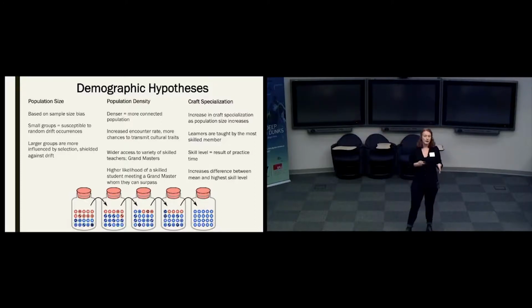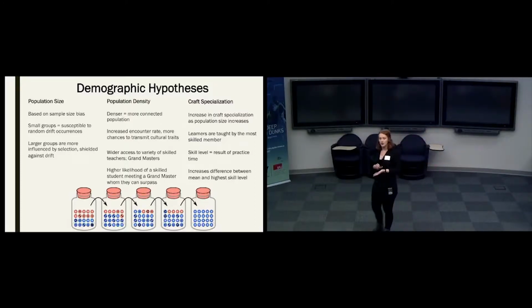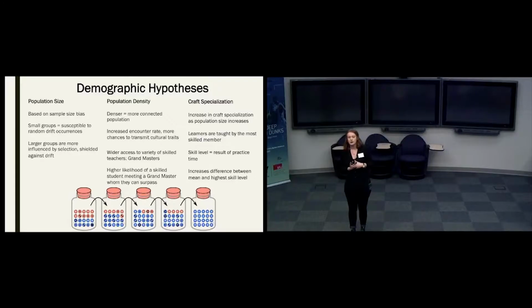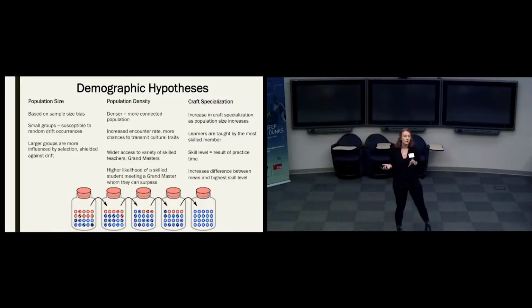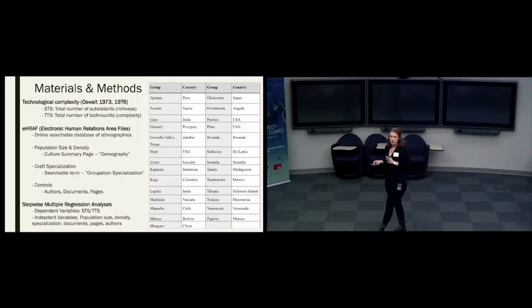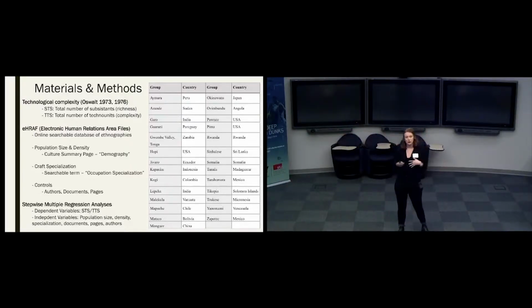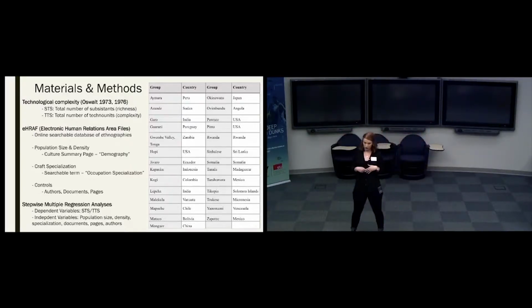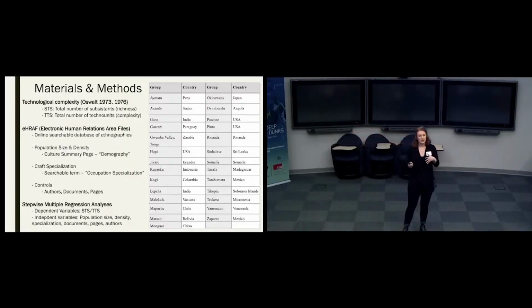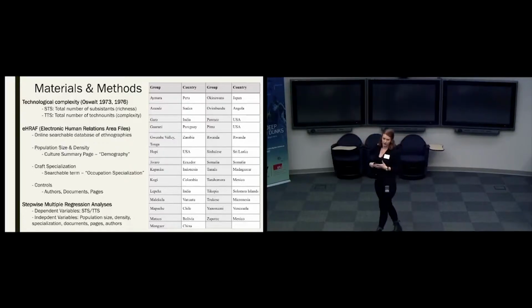So what we wanted to do was create a study that tested amongst these three hypotheses to see which had the best explanatory value when looking at variability in technological complexity for a group of 27 small-scale food-producing groups. To get at technological complexity, we used Oswalt's techno-unit methodology. Two variables we used: the first is the total number of subsistents. A subsistent is any tool that is used in the processing or procurement of food. The second is the total number of techno-units. A techno-unit is a physically distinct yet integrated portion of a completed artifact.